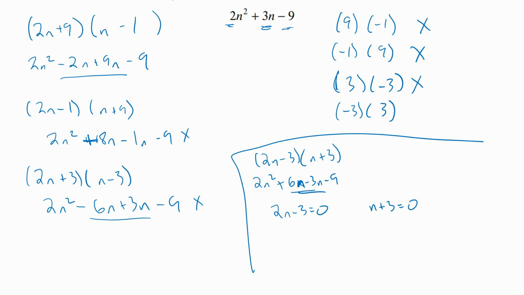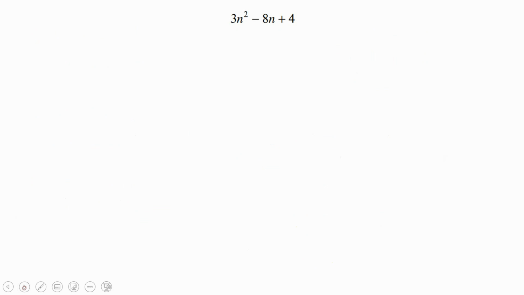For the first one, add 3 to both sides, so you'll get 2n equals positive 3, divide both sides by 2, n equals 3 halves, and my other one, just subtract 3 from both sides, and I get n equals negative 3 once I move it to the other side. Nice and easy. So this one I had to do a little bit more work because it was the last option that I came up with.